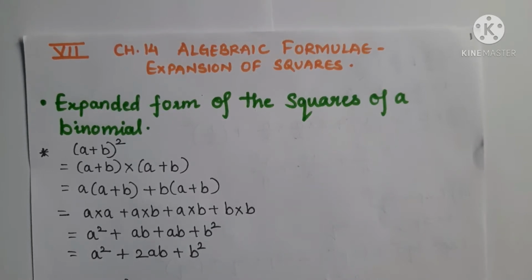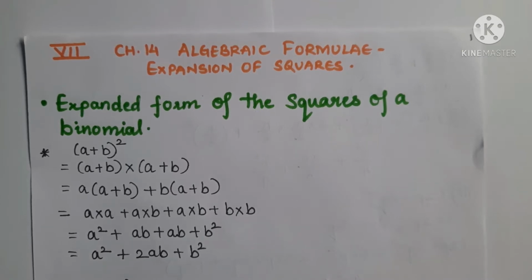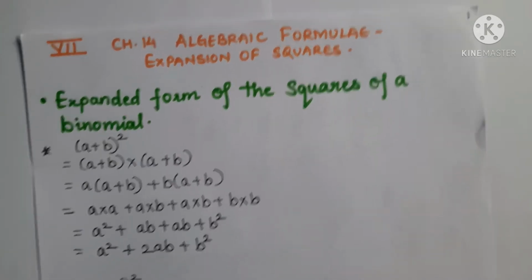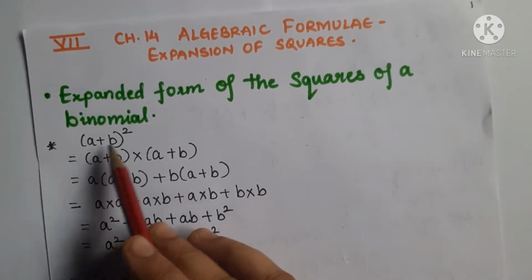Chapter number 14, algebraic expression. Okay, algebraic formula, expansion of squares. Let's begin. The first one, expanded form of a square of a binomial. So first is (a + b) the whole square.